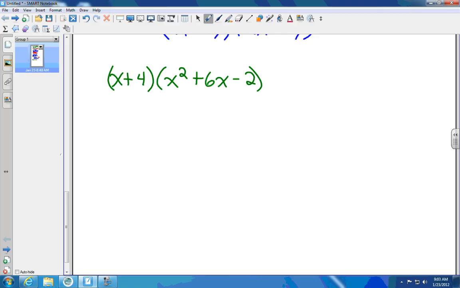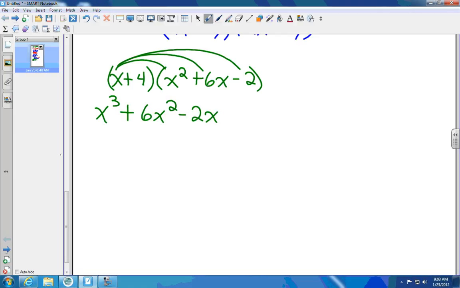So here's how you do these. You're going to take the x times all 3 numbers, and then you're going to take the 4 times all 3 numbers, and then combine like terms. It's really not that difficult. They're just often, you'll have 6 numbers down here. So we multiply again, x times all 3 numbers. So x times x squared, x cubed, x times 6x, 6x squared, and x times -2, minus 2x. So you're done with this x. If you wanted to, you could cross that off. You're not going to use that anymore.